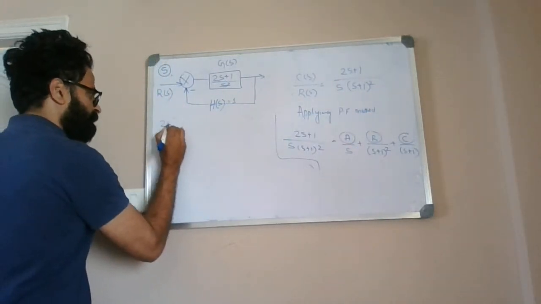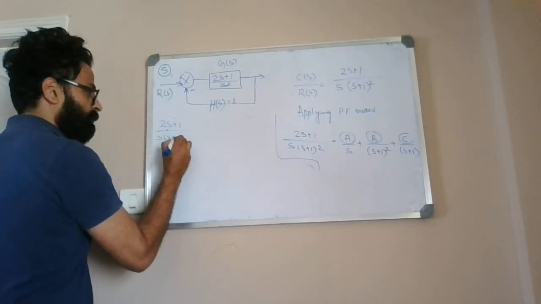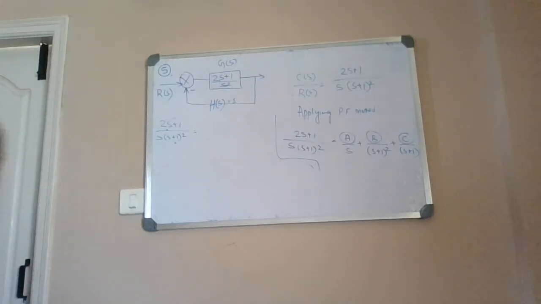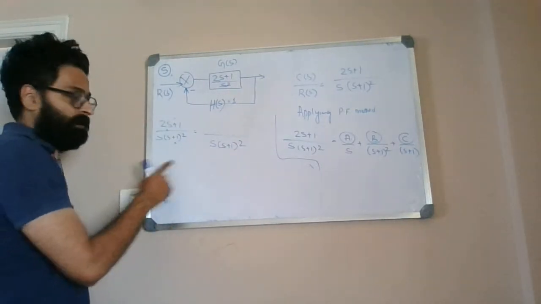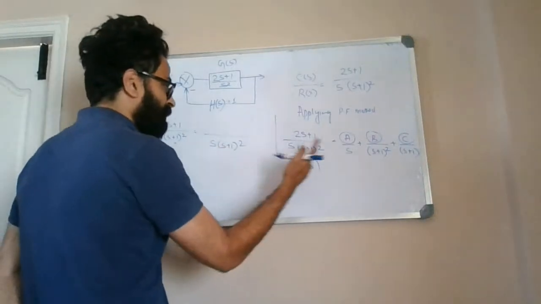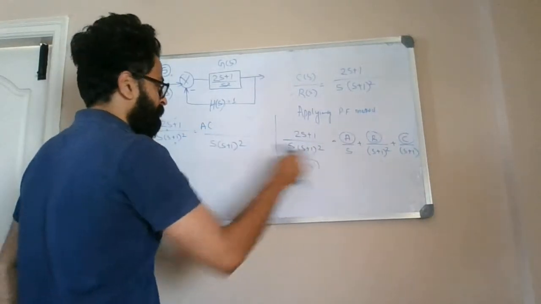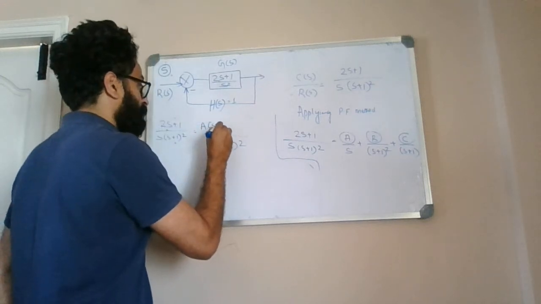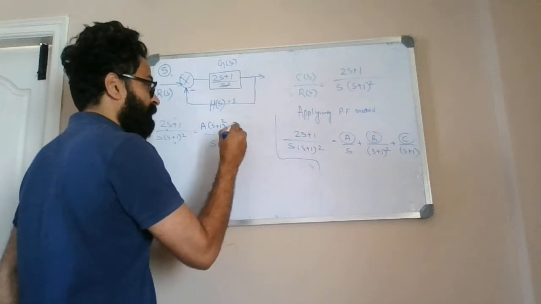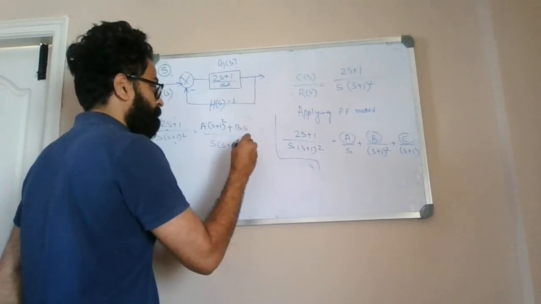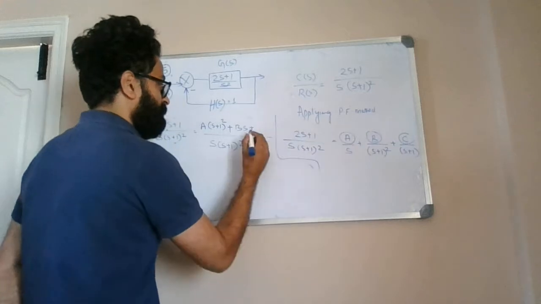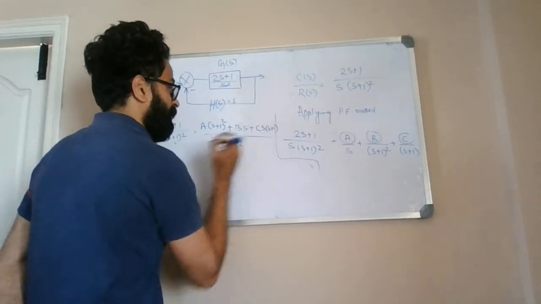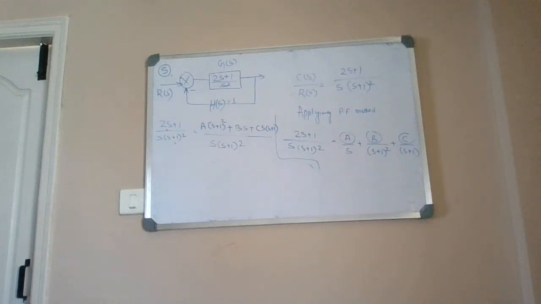So first let me take it as it is, then I can show you what I was talking about. Take out the LCM. In the denominator, you will get s into (s plus 1) the whole square. This is what I was talking about, you will get the same denominator. And in the numerator, you will have a into (s plus 1) the whole square, plus b into s, plus c into s into (s plus 1). Okay, so this is what you get when you compare the numerators.